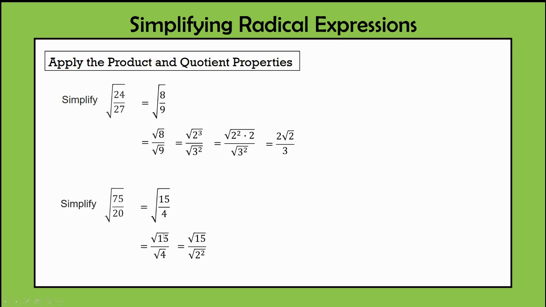15 breaks down to 3 times 5, and neither of those factors is a number squared, so I didn't break them down. I just left it as square root of 15, and this becomes square root of 15 over 2. Sometimes the number won't break down, and you'll just leave it as a square root of 15 over 2. Okay, so that's a little bit about using our division property, our quotient property, if you will.